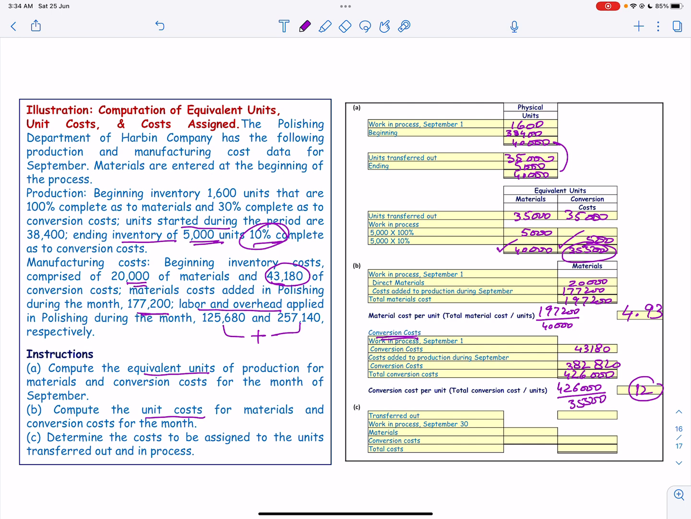Okay, we go to part C. Determine the cost to be assigned to the units transferred out and in process. So transferred out was how much? That is 35,000 times 4.93 plus 12, that is equal to 592,550.